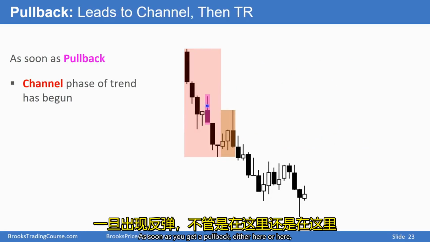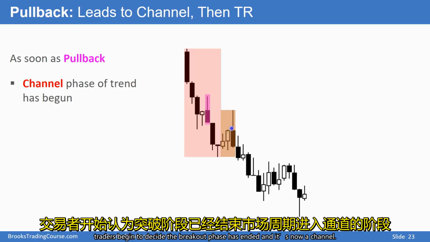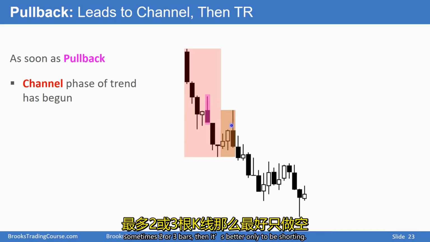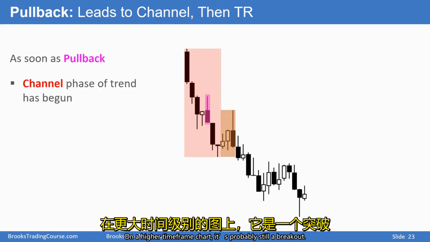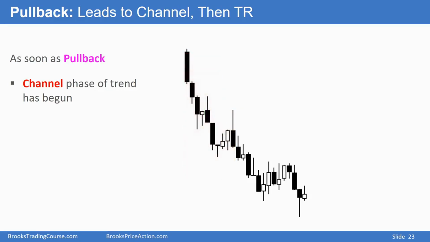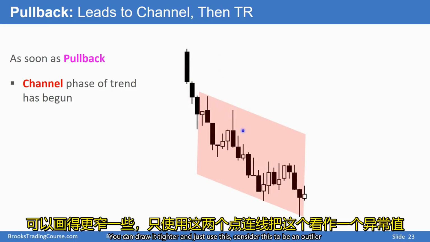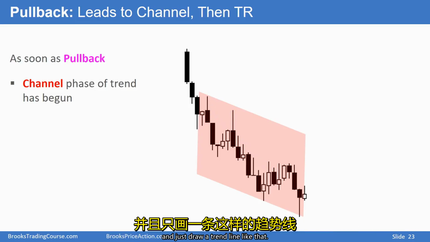As soon as you get a pullback, either here or here, traders begin to decide the breakout phase has ended and it's now a channel. If the channel is tight like this, all the pullbacks lasting 1 bar, sometimes 2 or 3 bars, then it's better only to be shorting. And on a higher time frame chart, it's probably still a breakout. Different ways to draw the channel. You can draw it like that. You can draw it tighter and just consider this to be an outlier, and just draw a trend line like that.